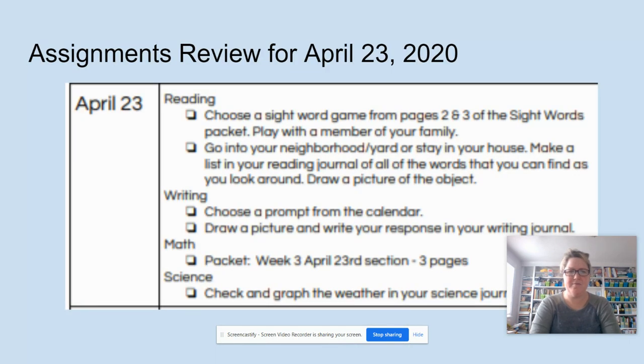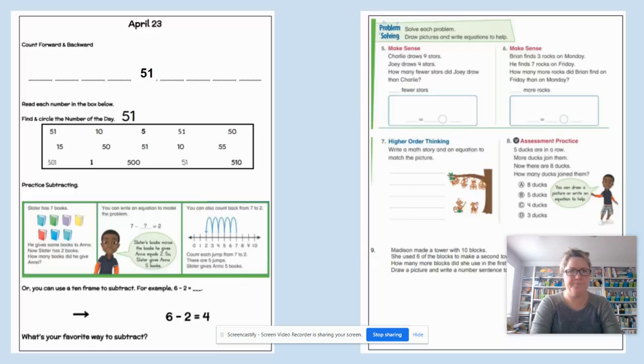I'm going to start with our assignments. So for math, it's going to be to do 3 pages. It's actually only 2 pages because the 3rd page of my packet was blank. So I'm only showing 2 pages. I'm assuming yours is 2. And the science is going to check and graph the weather in your science journal.